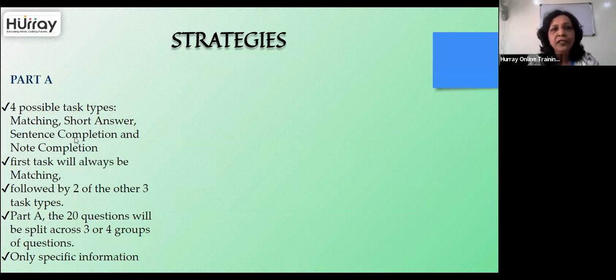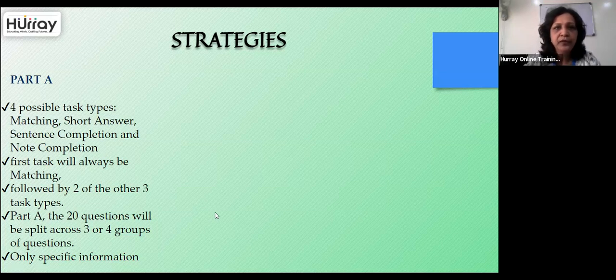Then you will also have sentence completion or note completion, which means fill in the blanks questions. Here you read the question sentence, underline the keywords before and after the blank, and then you choose the word from one of the texts for the blank. Here also you have to just write a short answer, either 1 word or a short phrase of 2 to 3 words. The first task will always be matching, followed by 2 of the other 3 types. Part A has 20 questions, split across 3 to 4 groups, and only specific information needs to be written.